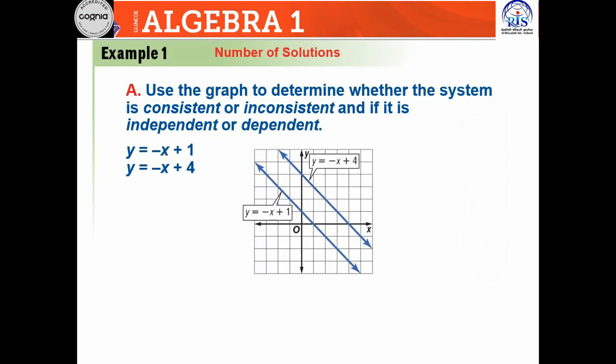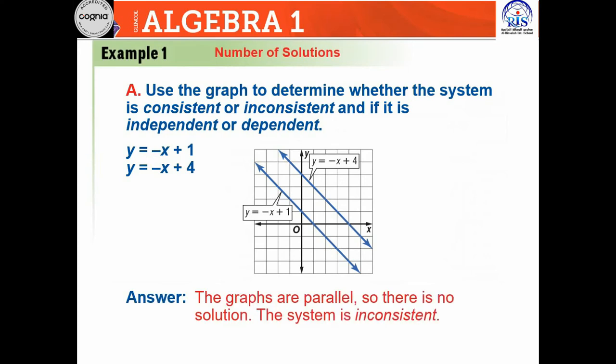Use the graph to determine whether the system is consistent or inconsistent and if it is independent or dependent. As you can see here that the two lines are parallel. This means we have no solution. This means the system is what? The system is inconsistent, as you see here. Inconsistent because the two lines are parallel.